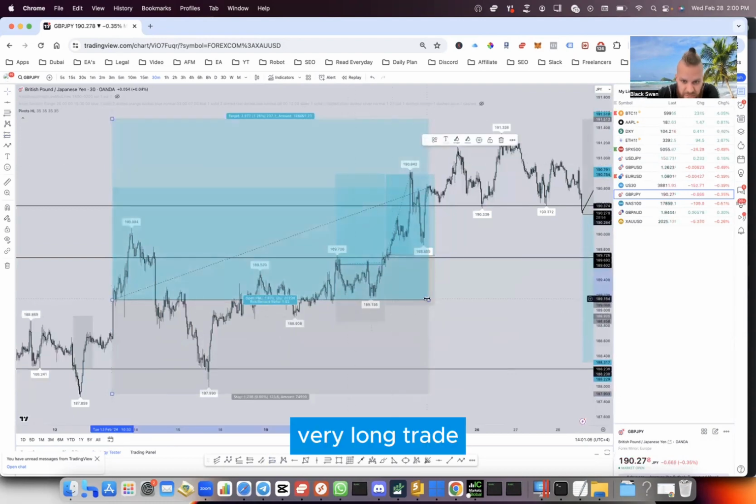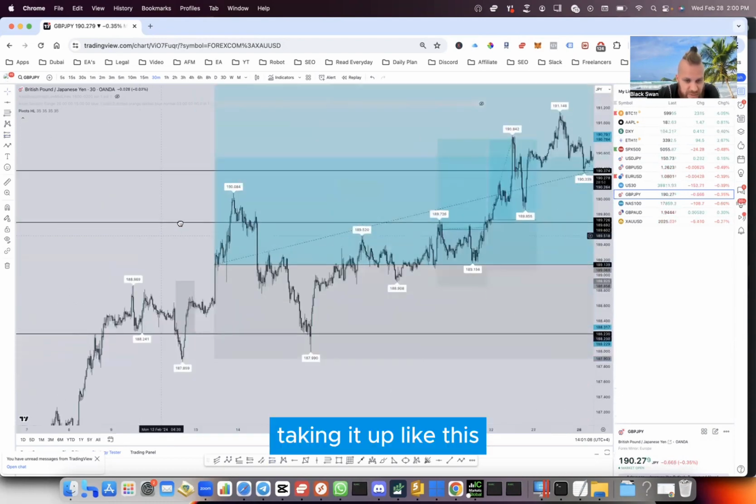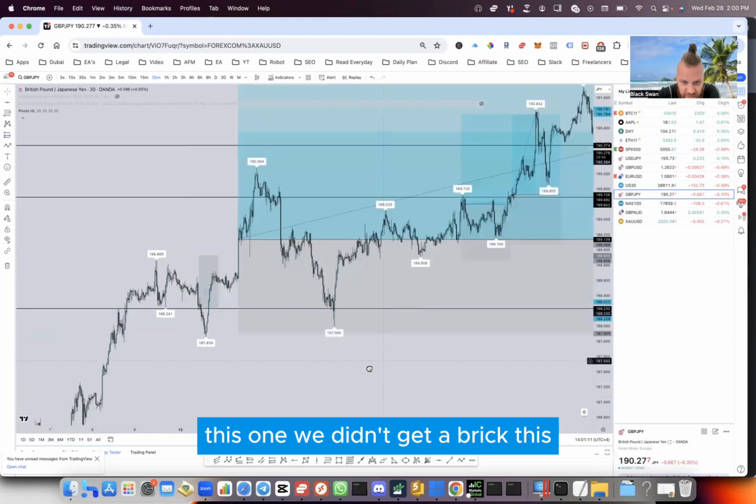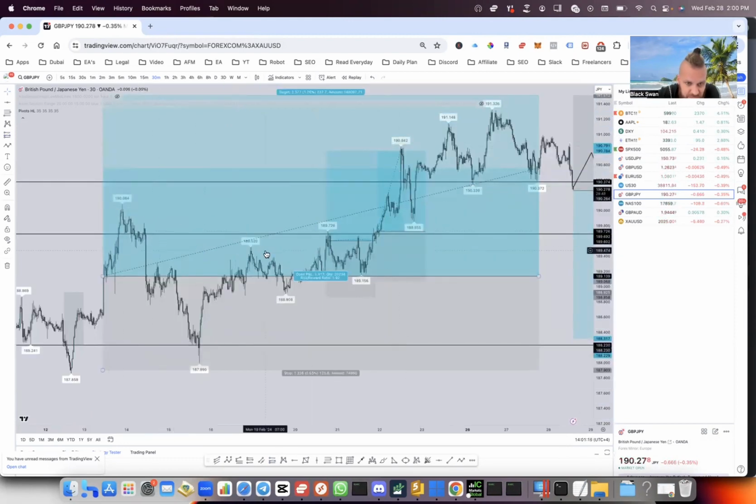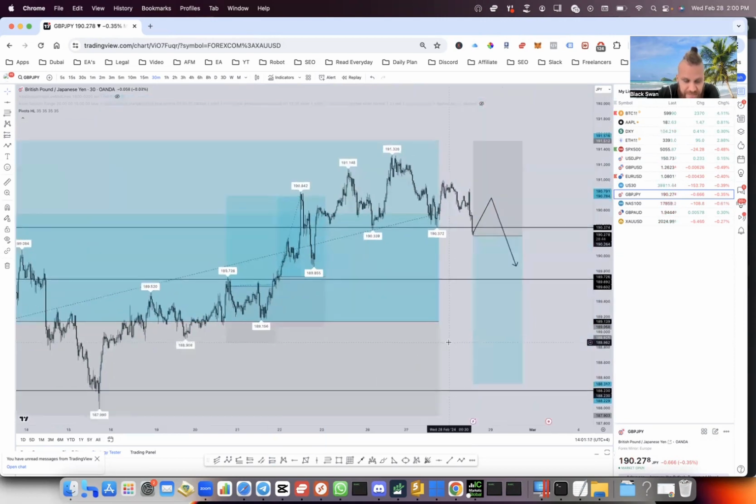A very long trade, taking it up like this. This one, we didn't get a break of this. Broke of that high was up here. And you can see, that's how it works.